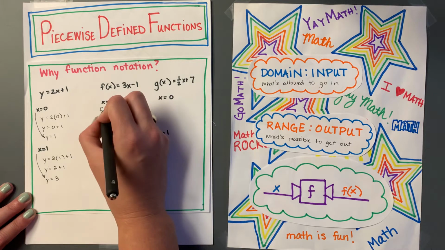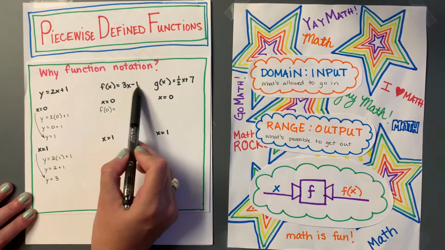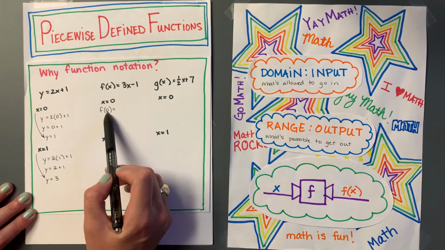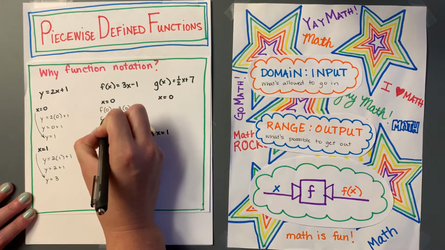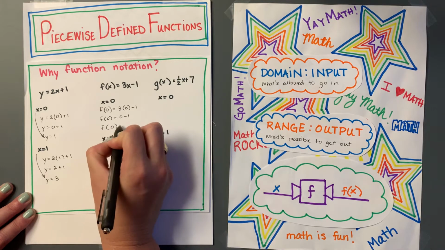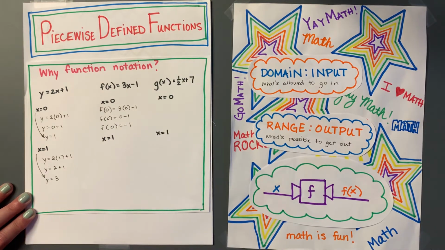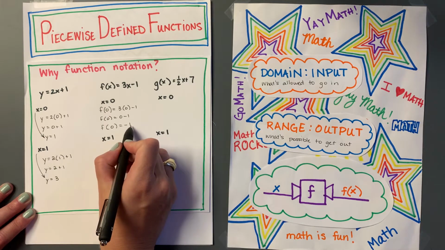I want to evaluate this at x equals 0. So everywhere I saw x, I'm going to replace it with 0. So now I have f of 0 equals 3 times 0 minus 1. f of 0 equals 0 minus 1. f of 0 is equal to negative 1. So now I have my x value paired to my y value.